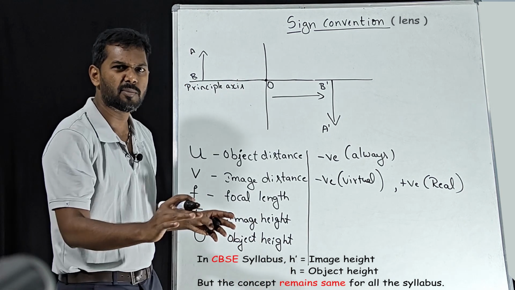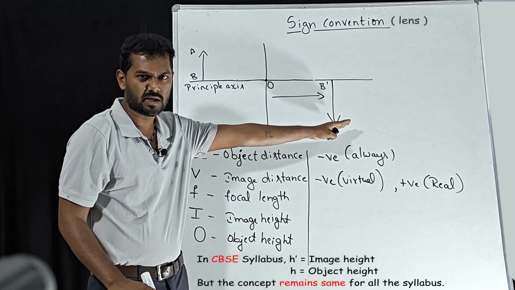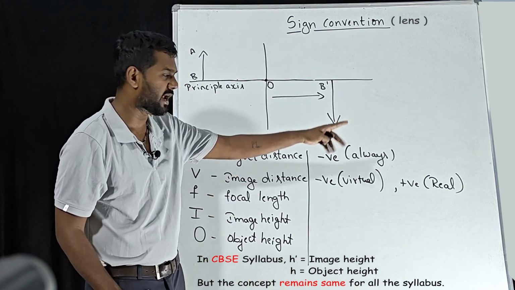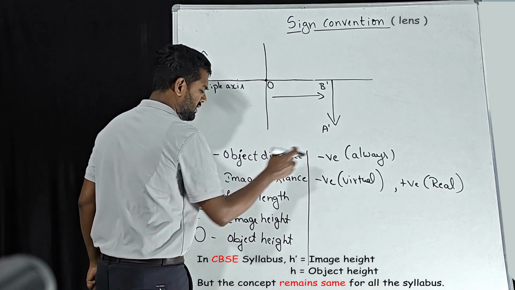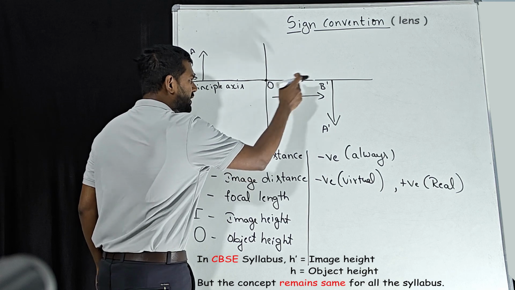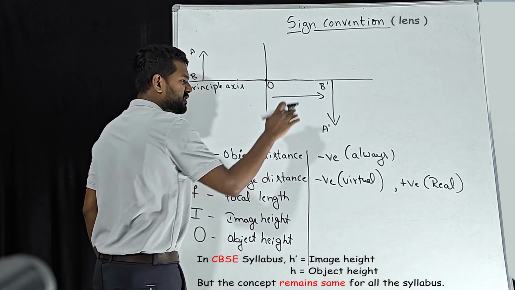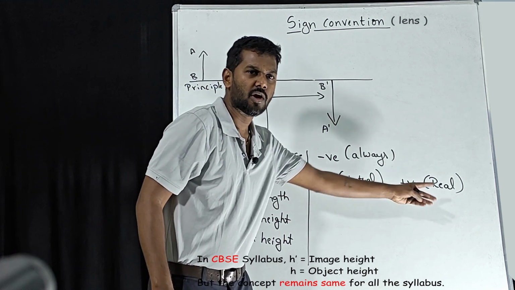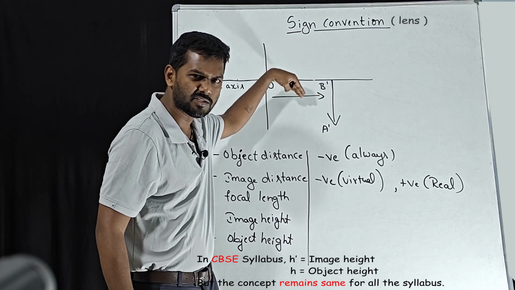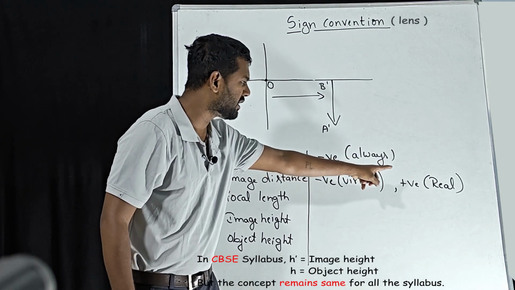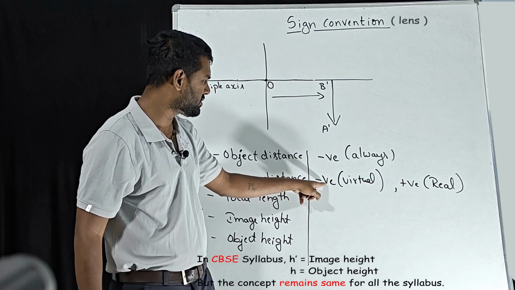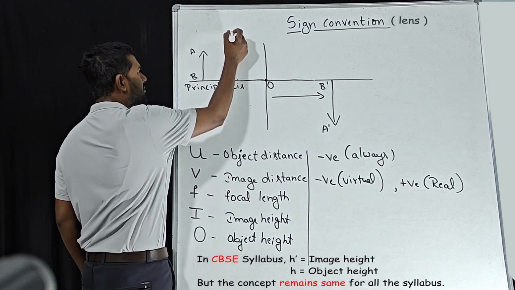Real images are always found on the other side, correct? So if it is found on the right side, what is this? Image distance from the optic center to the image is always towards the right. That is why for a real image, which forms in the downward direction, it is always positive. For a virtual image, you will get the image somewhere here.